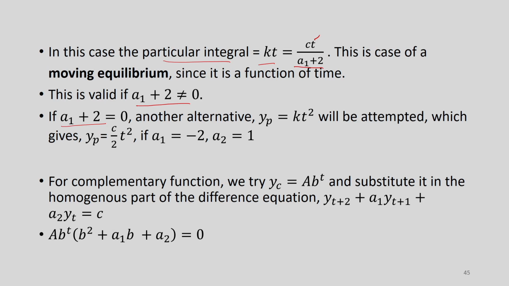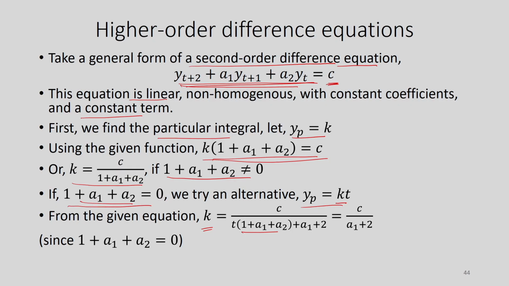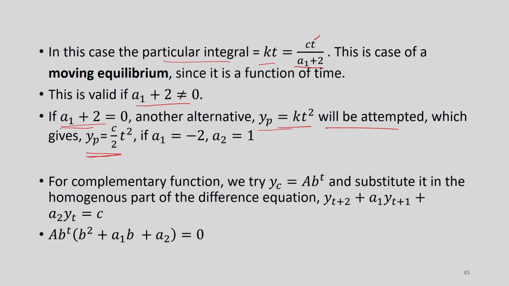Now, if a1 plus 2 is equal to 0, then we try another solution which is a little bit more complicated: y_p is equal to k multiplied by t square. Earlier we took k multiplied by t, and in the first case we took only k. Now we are taking y_p equal to k t squared. Again this can be substituted in the difference equation and solved for k, and we are going to get k equal to c divided by 2. Therefore, y_p is equal to c divided by 2 multiplied by t square. This is the case where this condition is satisfied, and the earlier condition is also satisfied. These two conditions actually give me these two values: a1 equal to minus 2 and a2 equal to 1. So, this is the case of the particular integral. As we can see, there could be 3 possible cases.